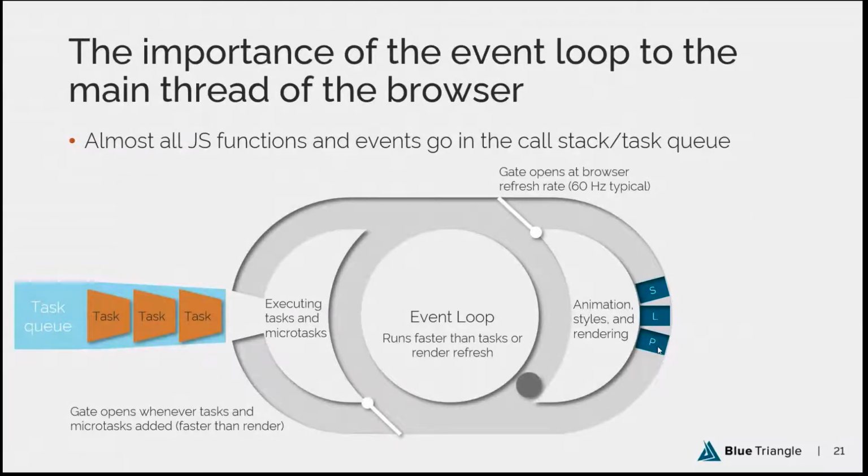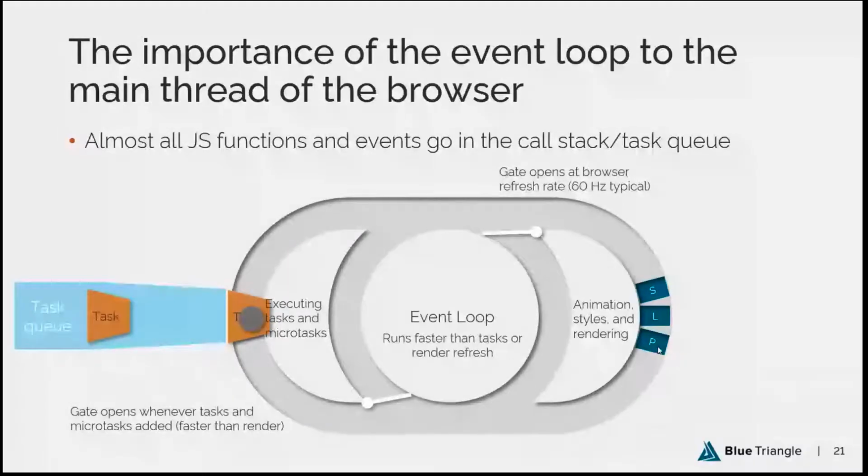Now let's explore what happens when a task gets added and the gate opens. The event loop will go and try to complete that task. Once it completes that task, it'll go around again and another task gets added, so the gate remains open. And you notice that while we're doing this, the gate for the animation styles and rendering opens. So the event loop goes around and tries to complete the next task.